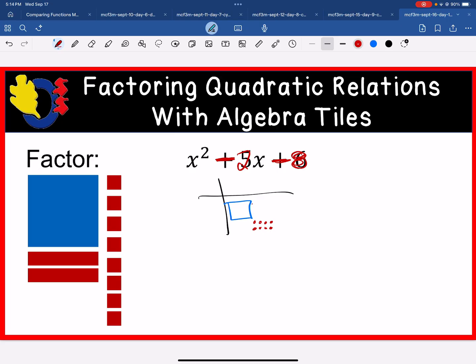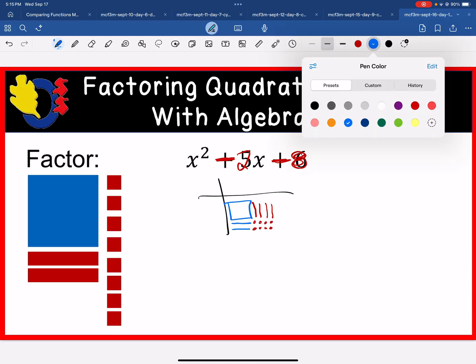And then I'm going to put in my 2 x tiles, but I notice I have a gap here. So what I need to do is fill in the gap. We're going to use the zero principle. For every red tile that I bring in, a blue tile will cancel it out. So if I bring in 2 more red tiles up top to fill in those 2 gaps, and I bring in 2 blue tiles on the side to fill in those gaps, essentially those tiles cancel each other out, so I haven't really changed the problem. But this allows me to get my factors.